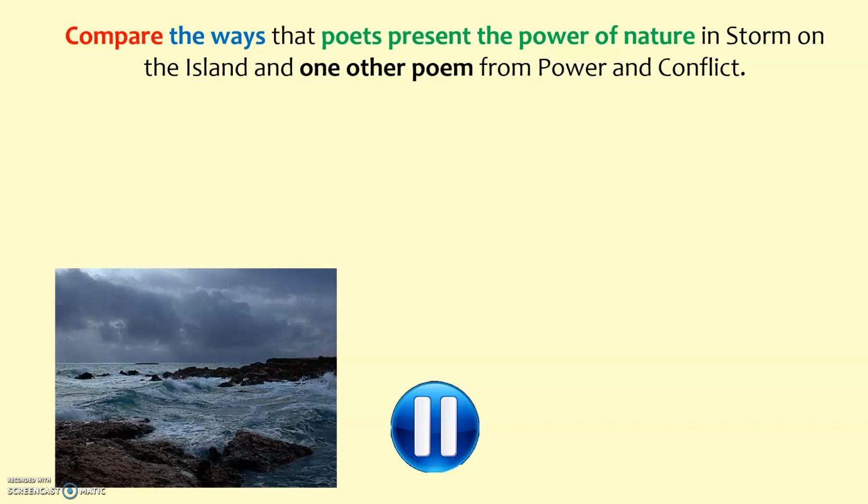Here's another question for you, and I've used the same colour coding. Compare the ways that poets present the power of nature in Storm on the Island and one other poem from Power and Conflict.